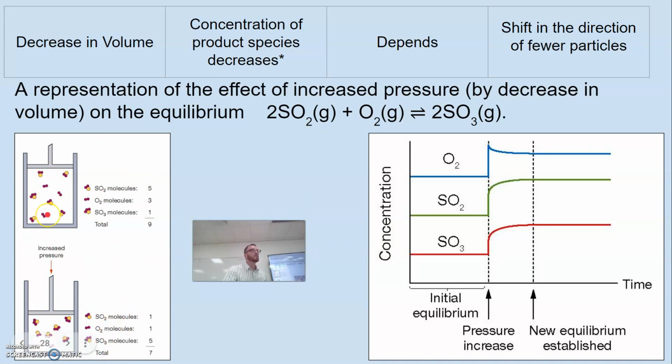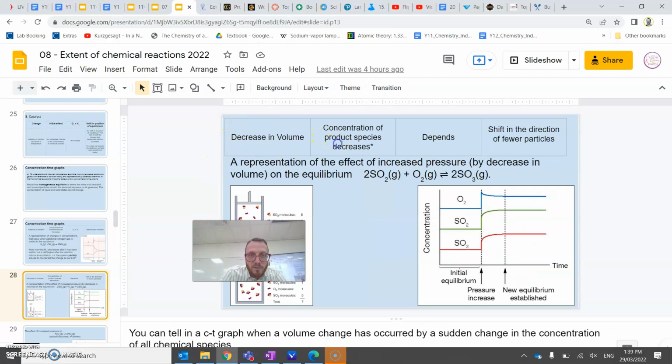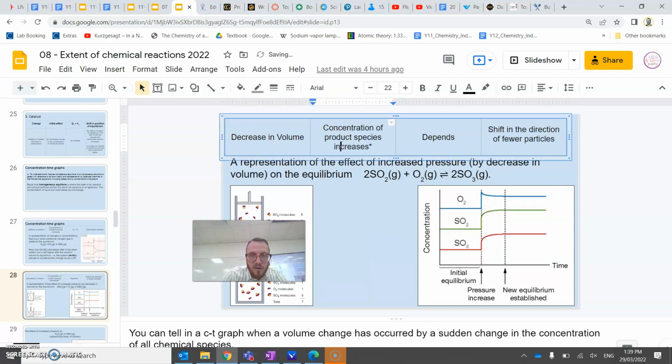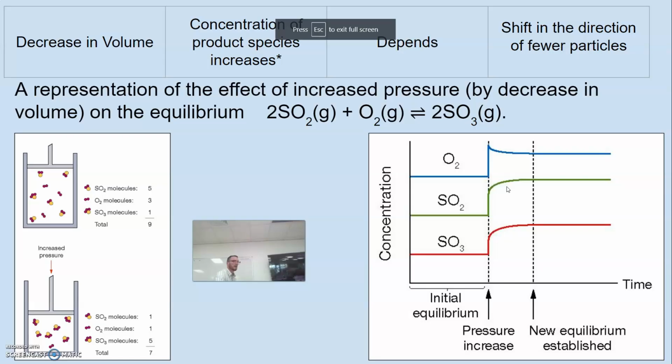So pressure change by a change in volume, right? If I decrease the volume, I increase the concentration of all chemical species, yeah? We've got that here. Oh, I should, yeah. So concentration, this should say increase. That's terrible. Decrease in volume results in an increase in the concentration of chemical species, yeah? And we see that as we jump up the concentration of all our chemical species.